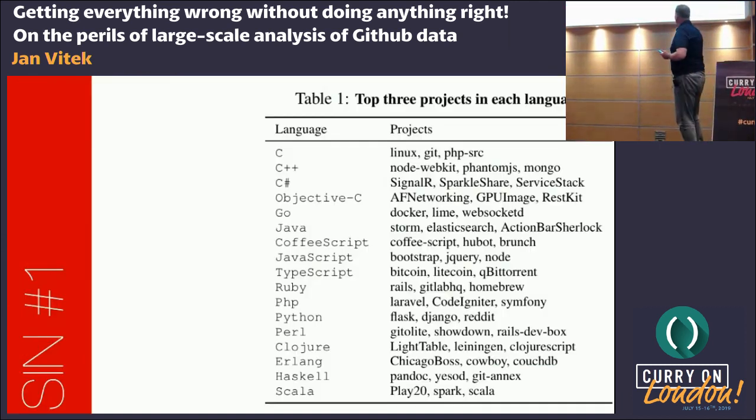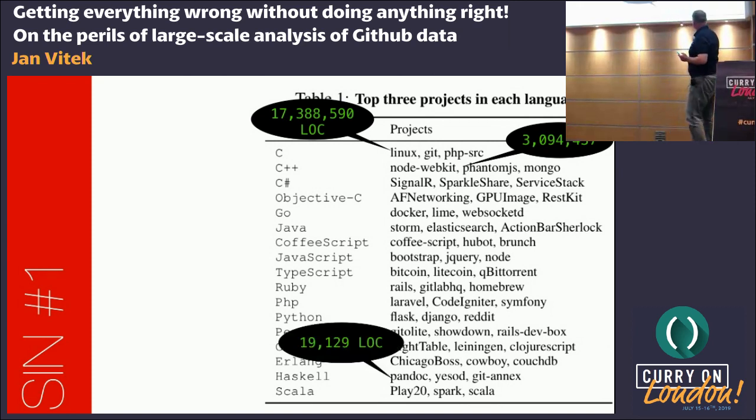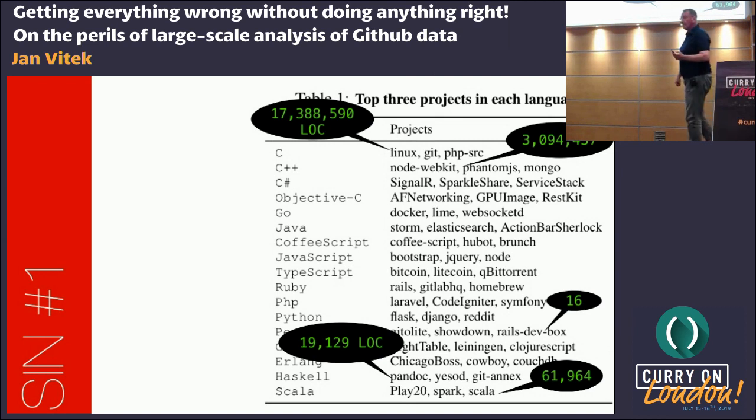So, sin 1. This is from the paper. We have the languages, and for each language the list of the 3 largest projects they had in that language. Fair enough. For C, you have Linux, which clocks at 17 million lines of code. Decent sized, real system. For C++, WebKit, or some version of WebKit, clocked at 3 million lines of code. Not bad. There's a Haskell program, Pandoc, that had 20,000 lines of code. Still a real program. Scala had 61,000 lines of code, and then Rails-DevBox had 16 lines of code.